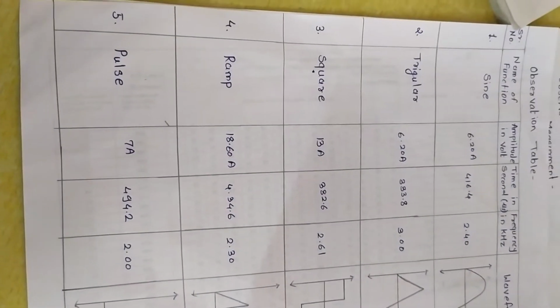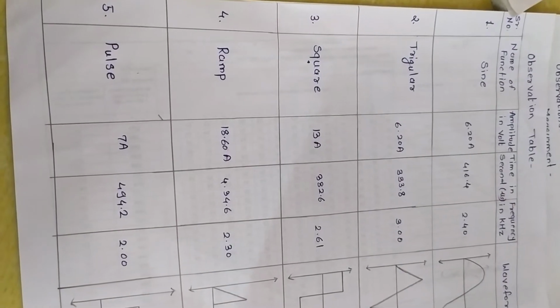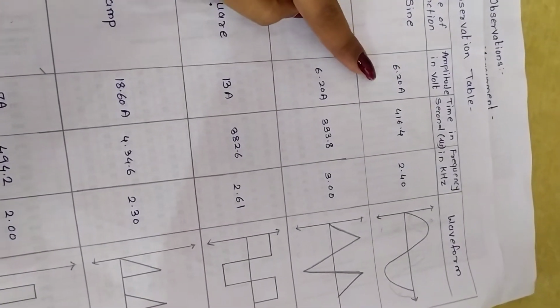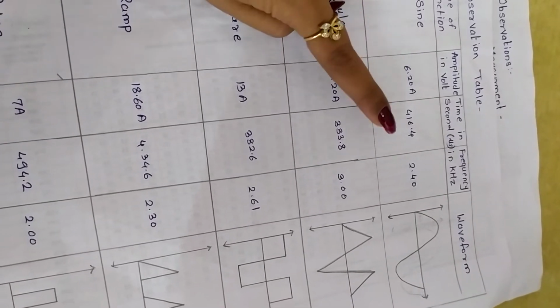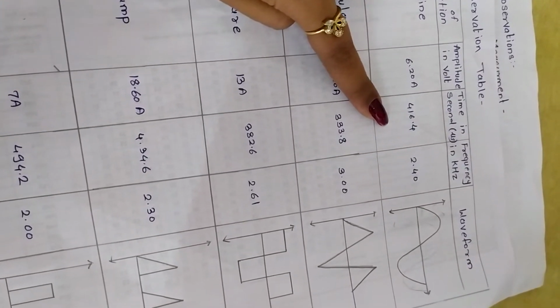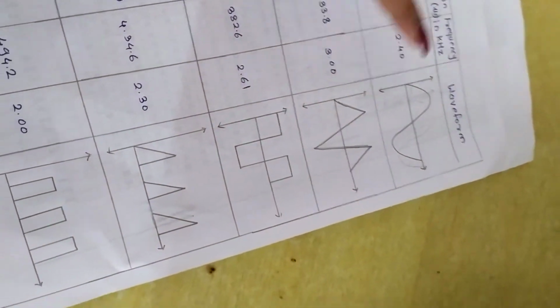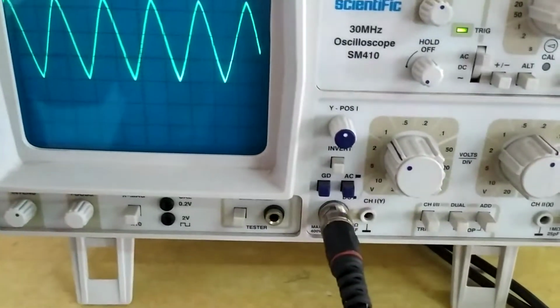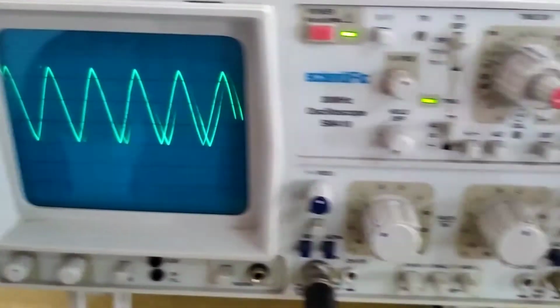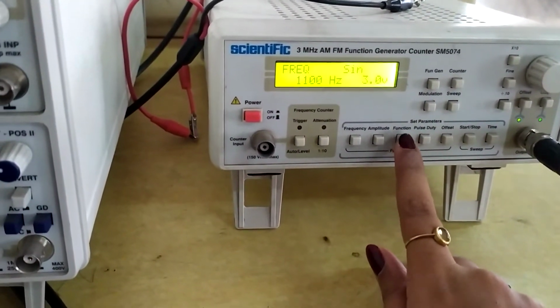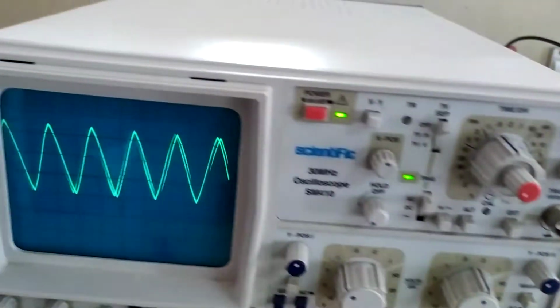Let's start with our observation table. This is the observation table: sine wave, triangular wave, square, ramp and pulses. We will measure the amplitude in volts, time in microseconds, frequency in kilohertz and the actual waveform. This is the sine wave. We will select sine wave by using function knob in function generator.